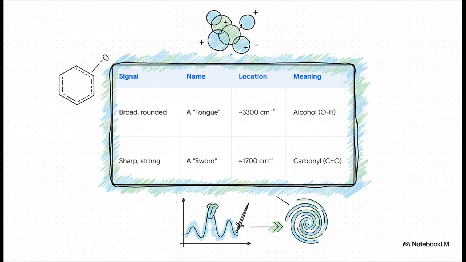If you see a broad, rounded peak that looks like a tongue sticking out around the 3300 mark, that's a dead giveaway you've got an alcohol group. And if you see a sharp, strong, sword-like peak right around 1700, you've almost definitely got a carbonyl group. It's like the molecule is talking to us.